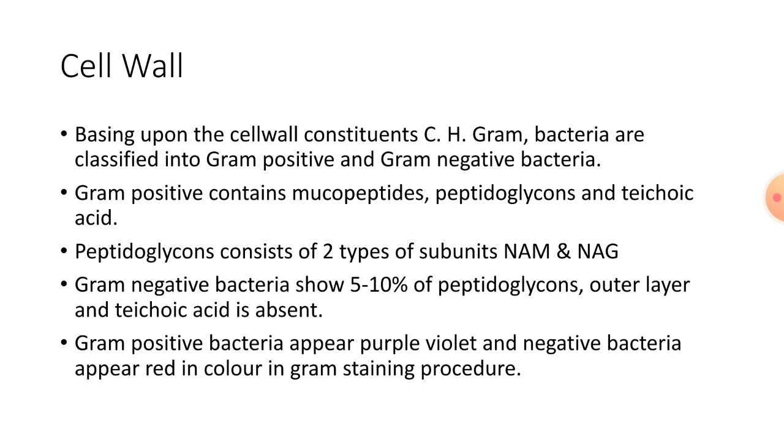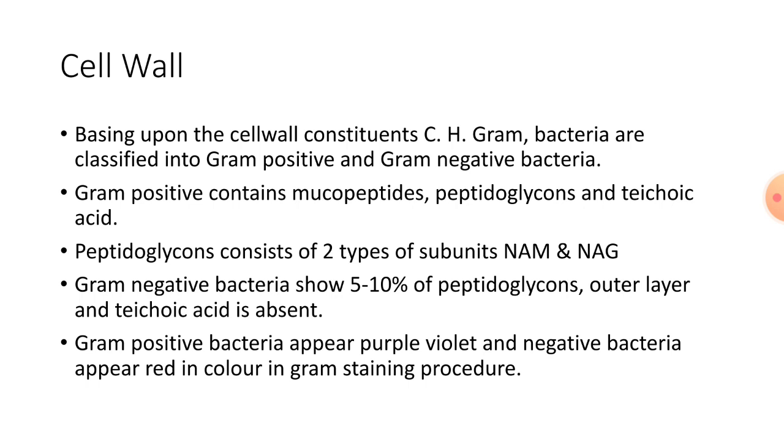When you come to the gram negative bacteria, they show 5 to 10% of peptidoglycan. Teichoic acid is completely absent. Along with the thin peptidoglycan, we can see an outer layer, which is generally made up of lipopolysaccharides, lipoproteins and phospholipids. Because of this outer layer, gram negative bacteria are more pathogenic than gram positive bacteria. These gram negative bacteria also secrete exotoxins and endotoxins.